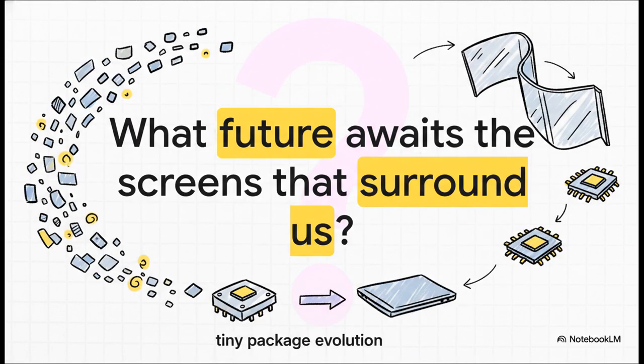So as these technologies keep getting better and the costs keep coming down, it leaves us with a really fascinating question. With pixels becoming smaller, tougher, and more efficient than ever before, what new kinds of screens are going to be possible in the next, say, 5 or 10 years? Are they going to be transparent, flexible, completely built into the buildings around us? I mean, one thing's for sure. The evolution of this tiny little package is what's going to define the visual world of our future.